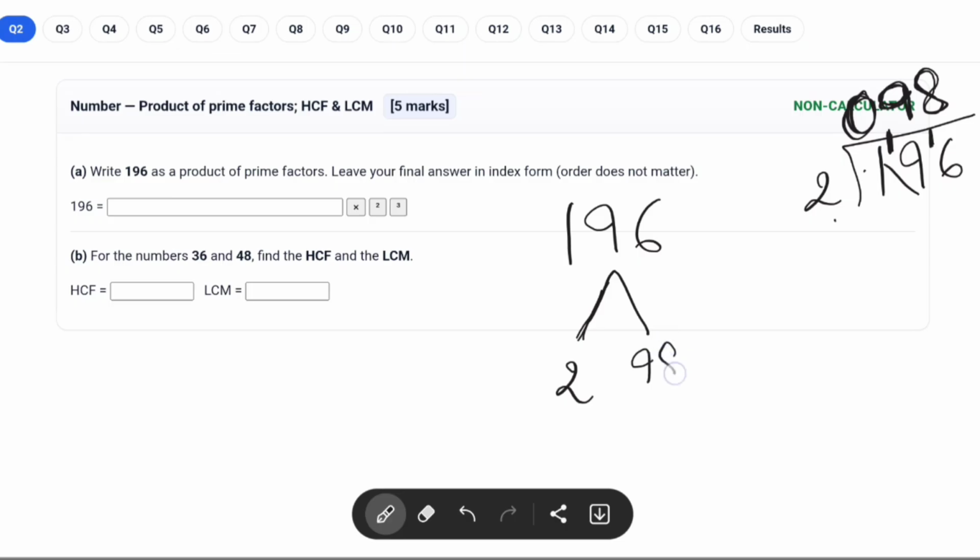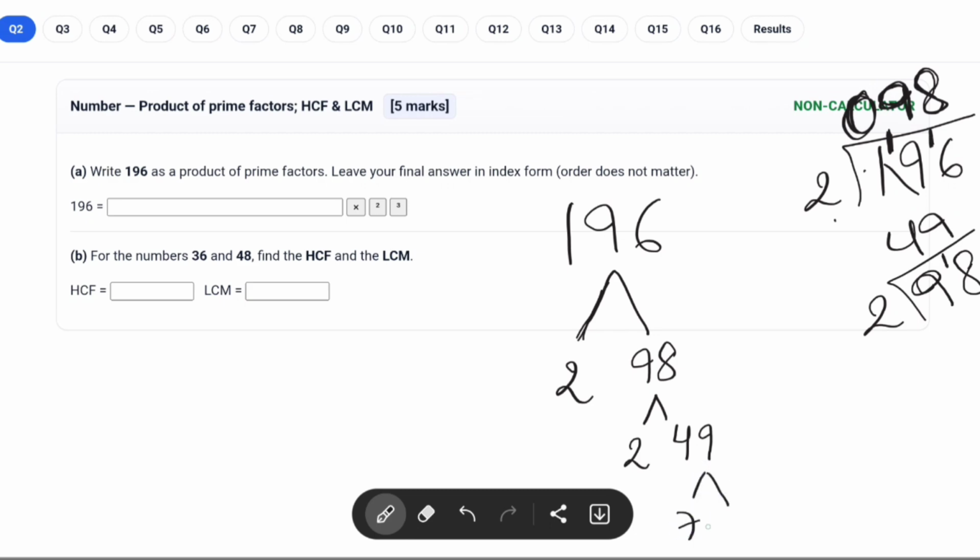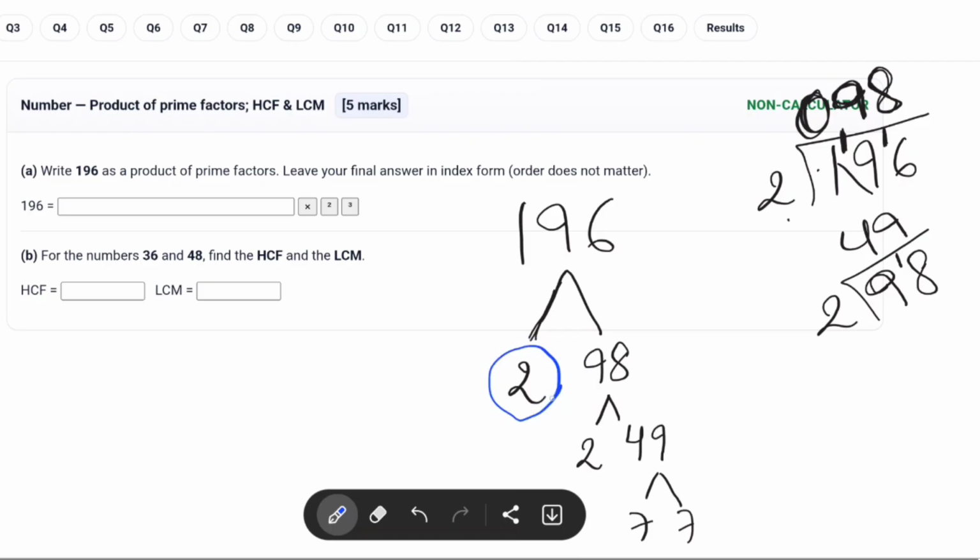98 needs to be broken down again because it's a big number, but it's also an even number, so we can still divide by 2. And if you cannot do that in your head, again, BIDMAS method. 2 into 9 goes 4 times, remainder 1, and 2 into 18 gives us 9. Now we have 2 and 49. 49 is not a prime number because it can be divided by 7 times 7. And now we have found all our prime numbers that I am circling in blue.